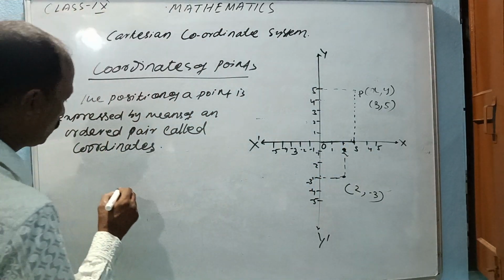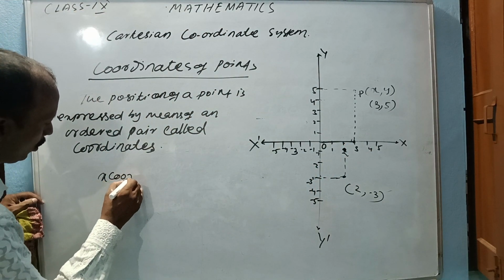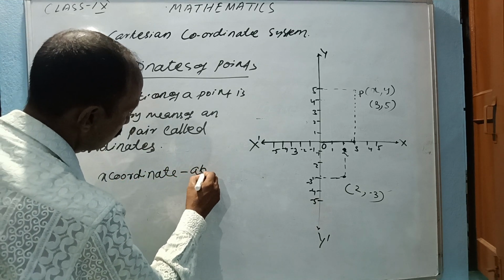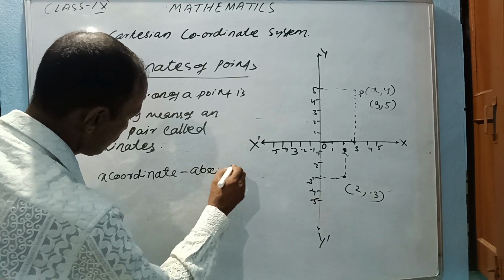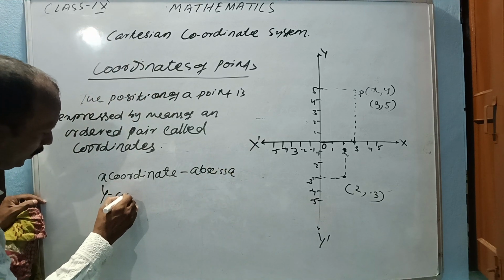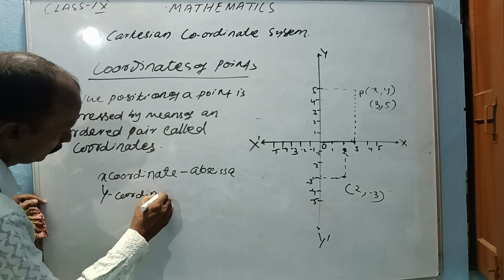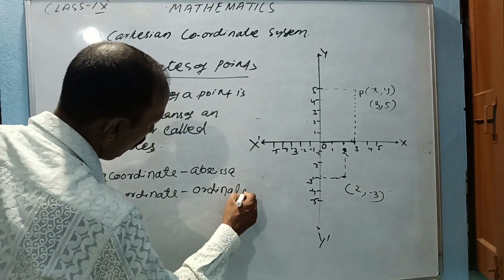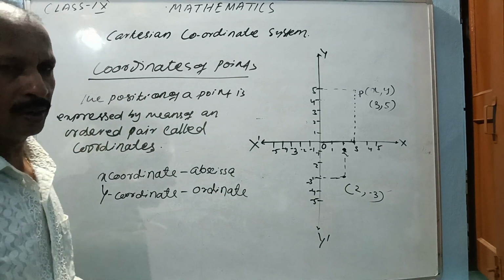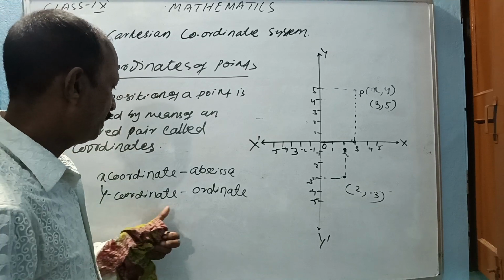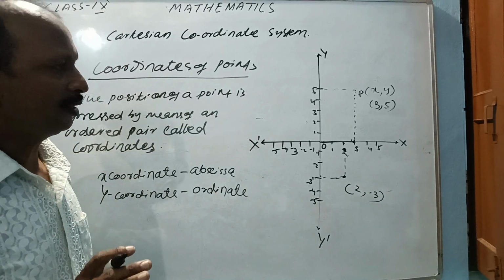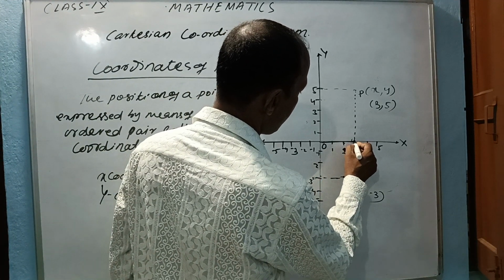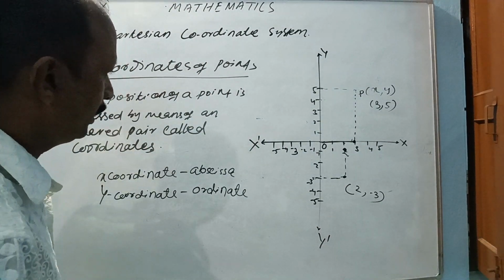X coordinate is also called abscissa. Y coordinate is called ordinate. X coordinate is called abscissa. Y coordinate is called the ordinate also. See here. Suppose a point on the x axis. What will be its y coordinate?